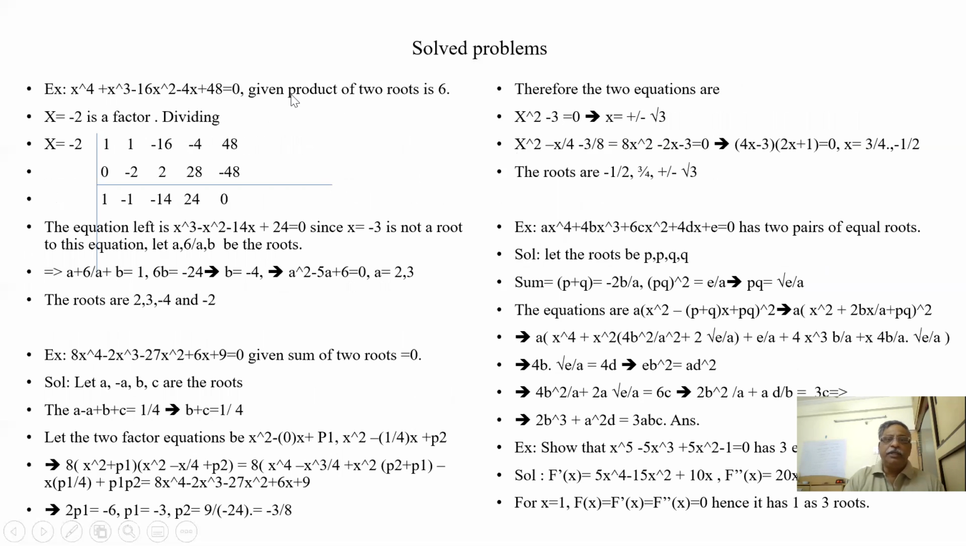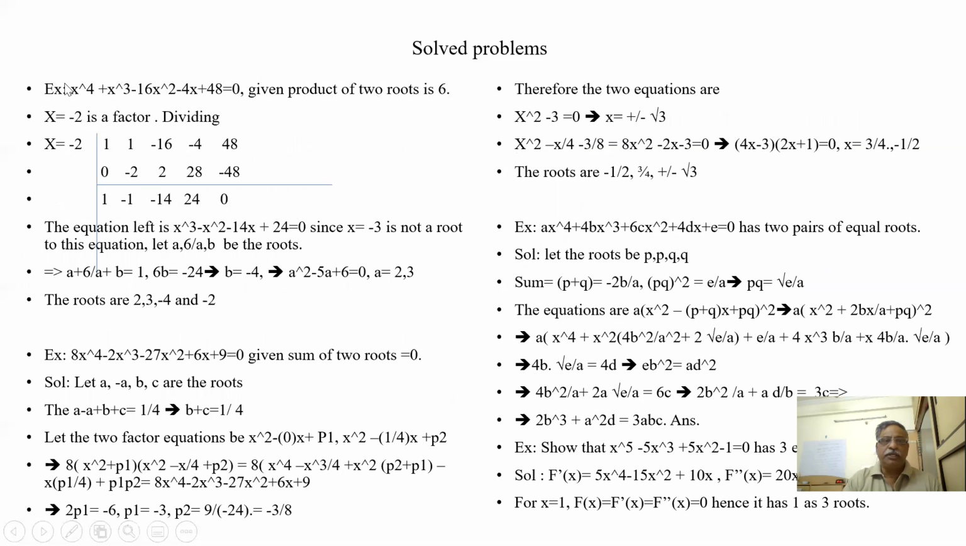Let us see. Given that the product of two roots is 6, by trial 1, 2, 3, plus or minus, I found minus 2 is a factor. So I am dividing it by minus 2. We know the division method.